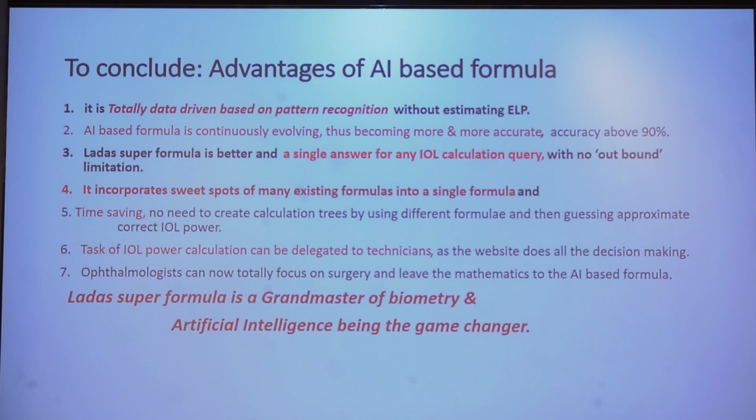To conclude, the advantage of artificial intelligence based formula is that it is totally data driven, based on pattern recognition without estimating the expected lens position. Artificial intelligence based formula is continuously evolving, thus becoming more and more accurate. Accuracy is above 90%. Ladda's super formula is better, giving a single answer for any IOL power query, with no outbound limitation as in Hill RBF.